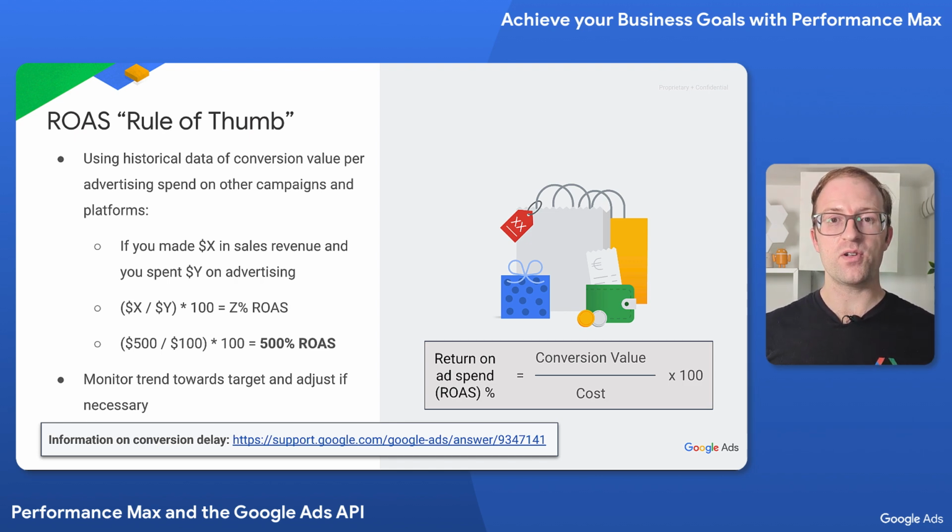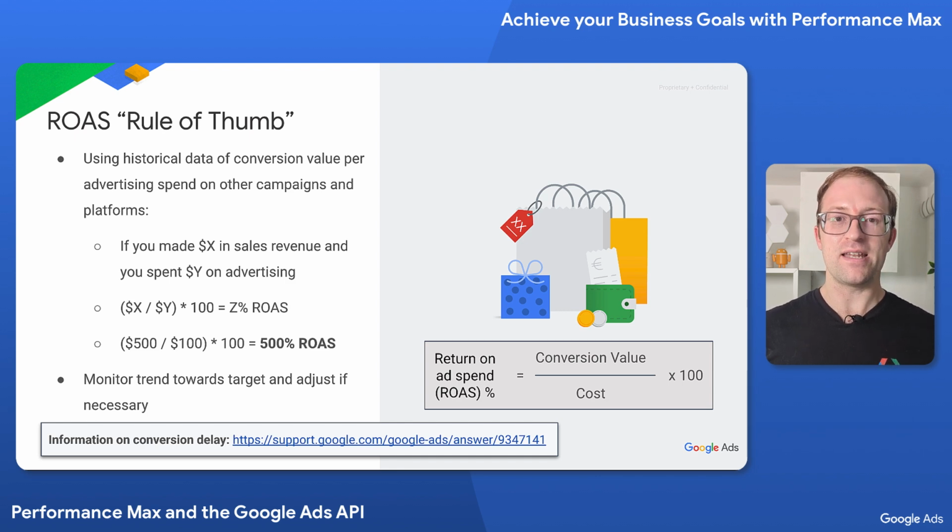So if you made $500 in sales revenue from a campaign and you spent $100 in advertising, then the ROAS would be 500 divided by 100, which is $5 per $1 spent. So 5 times 100 is 500% ROAS.